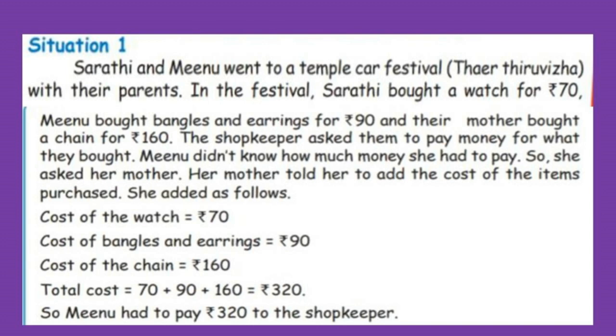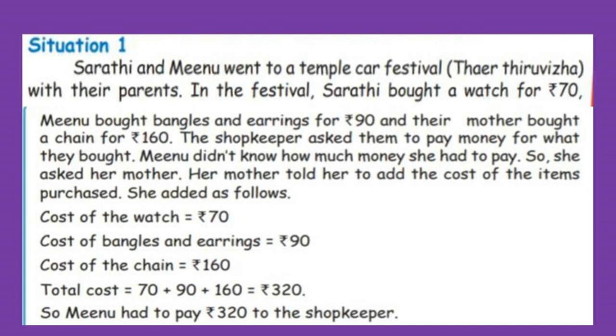Let us see some situations which relate to money. Sarathi and Meenu went to a temple. There they had a festival called Ther Tiruvizha. The parents gave some money to Sarathi. Sarathi bought a watch for rupees 70. And Meenu bought bangles and earrings for rupees 90. Her mother gave her money and she bought a chain for 160 rupees.